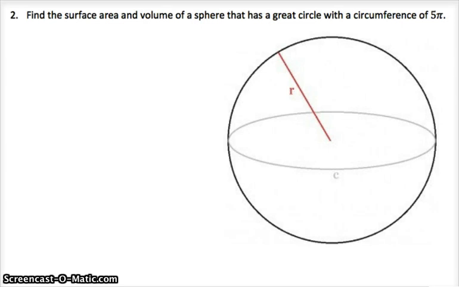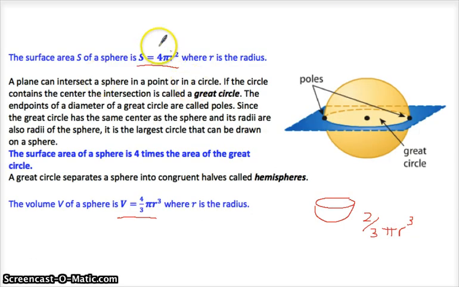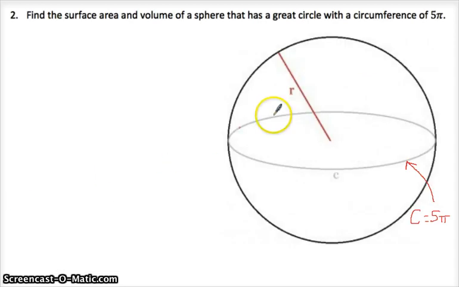Okay, number 2. Find the surface area and volume of a sphere that has a great circle with a circumference of 5 pi. All right, so they're telling you this great circle has a circumference that's 5 pi. Well, you know all the formulas we need. All the formulas we have are in terms of radius. So what's all this crazy circumference talk? I just have to convert from circumference to radius.